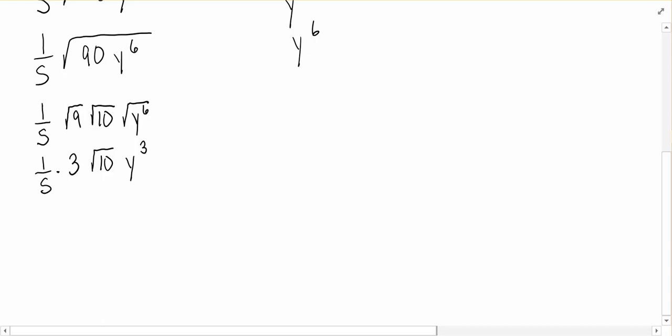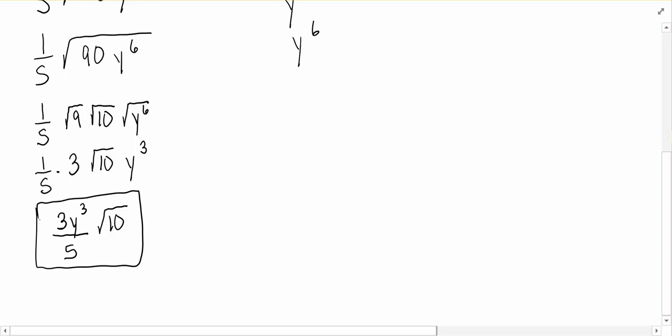Now let's clean it up. How about the things that are outside the radical? We have a 3 and a y cubed on top with a 5 on the bottom. And then things that have a radical, square root of 10. And that's it. So we can see that each step of the way was not that hard as long as we understood what each of those 5 steps were.